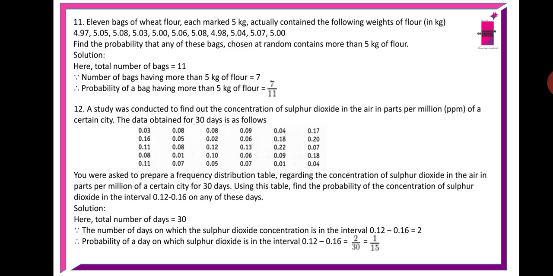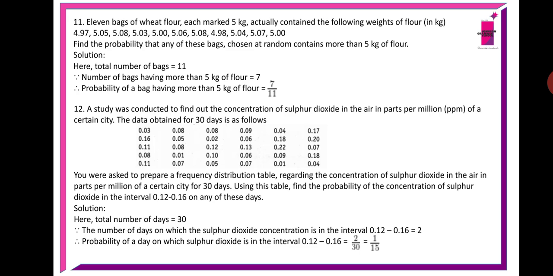A study was conducted to find out the concentration of sulfur dioxide in the air in parts per million of a certain city. The data obtained for 30 days is as follows. You are asked to prepare a frequency distribution table regarding the concentration of sulfur dioxide in the air in parts per million of a certain city for 30 days. Using this table, find the probability of a concentration of sulfur dioxide in the interval 0.12 to 0.16 on any of these days. Here the total number of days equals 30.